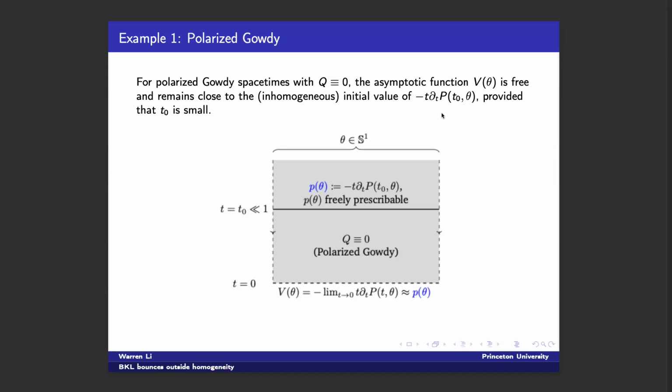Let's say I prescribe little p beta to just be this minus t dtp up here. So this thing has to converge to b as t goes to 0. Actually, unsurprisingly, as long as we set t0 sufficiently small, then whatever b is at the end of the day, it should be very close to this. Actually, that doesn't matter in this polarized case where we just have a linear equation. It doesn't matter what we set p to here.